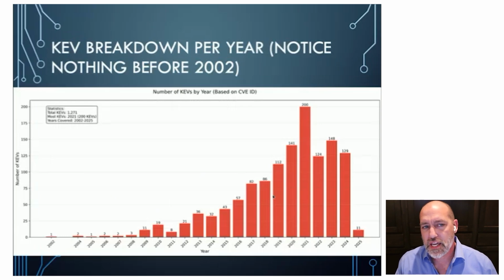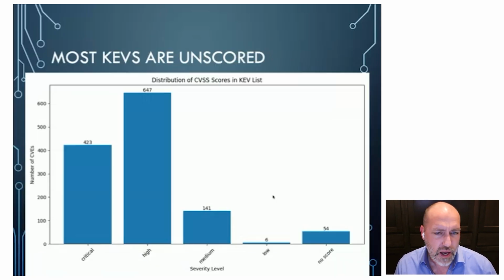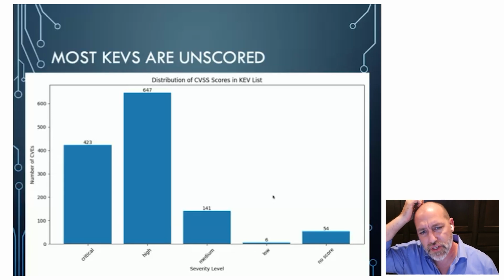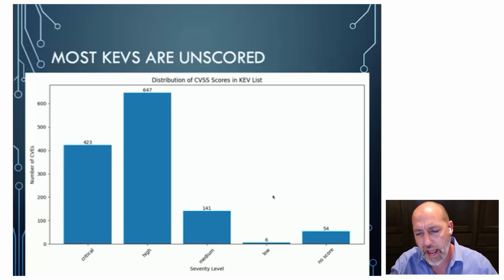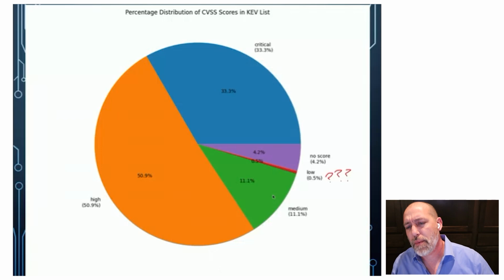So this is the KEV breakdown per year. If you notice, there's nothing before 2002, and you're seeing that pretty big drop off after 2001. Again, I think there's a recency bias. These are the KEVs population by criticality. So if you notice, the biggest one is high. Critical is sort of medium or whatever, middle of the road. But there's also some lows in there, which kind of threw me. And then there's also 54 that have no score at all. So you can't rely on the score at all to tell you whether something is going to be currently exploited or not. And so I plotted this on a pie chart.